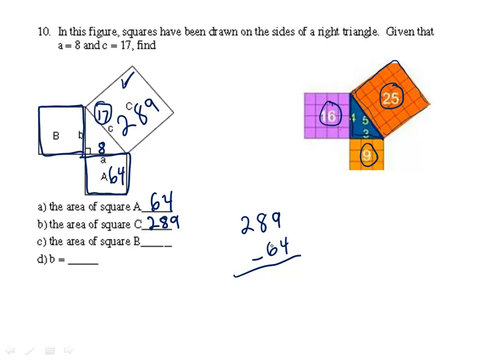And I'm subtracting because I know the larger one. This one and this one have to add up to the third one. So 225.